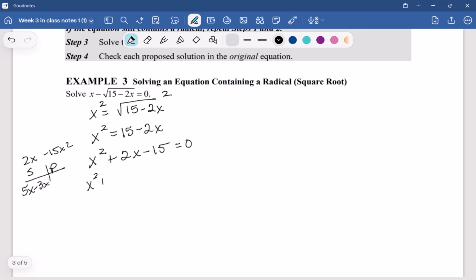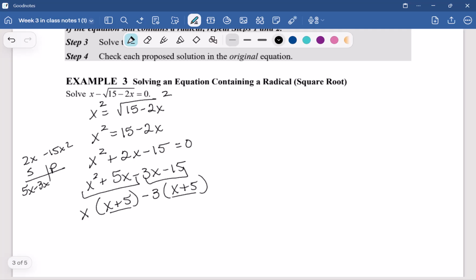So that'll be x squared plus 5x minus 3x minus 15. Group, group. I can take out an x plus 5, minus I can take out a 3, x plus 5. These are always the same, so it's x plus 5 and x minus 3. Set it equal to 0, so x is negative 5 and x is positive 3.